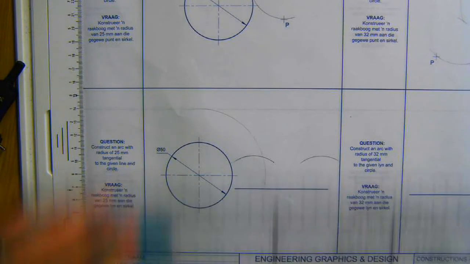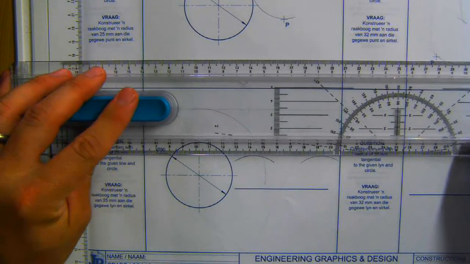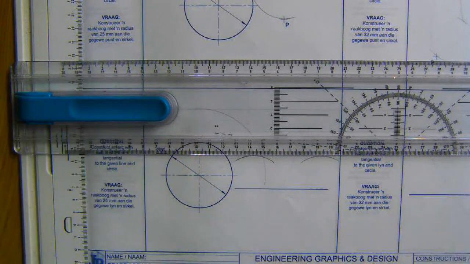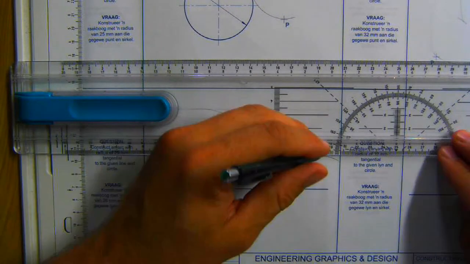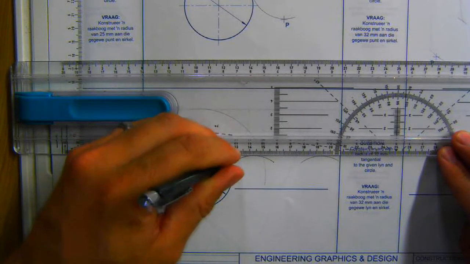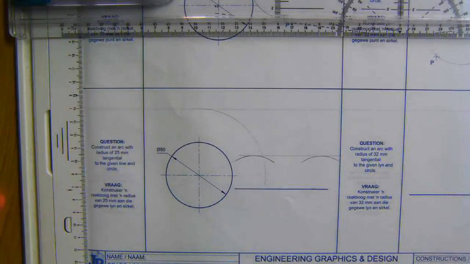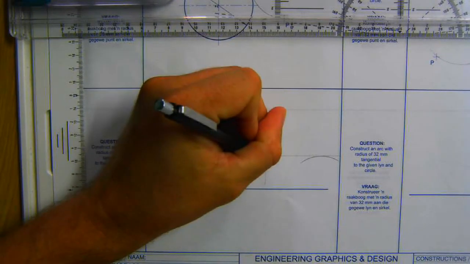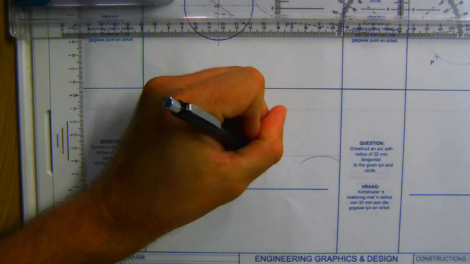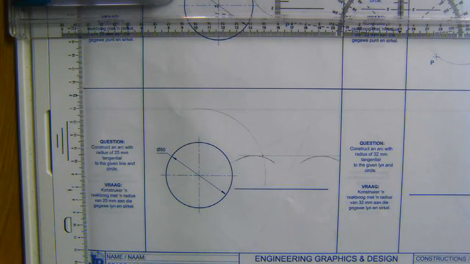Okay, so what I'm going to do now is I'm going to draw a line that touches the tops of both those arcs. So hy moet net bo raak. Okay, en dan gaan jy hierdie punt gebruik wat die lyn en die eerste boog kruis. That point there, you're going to use that.